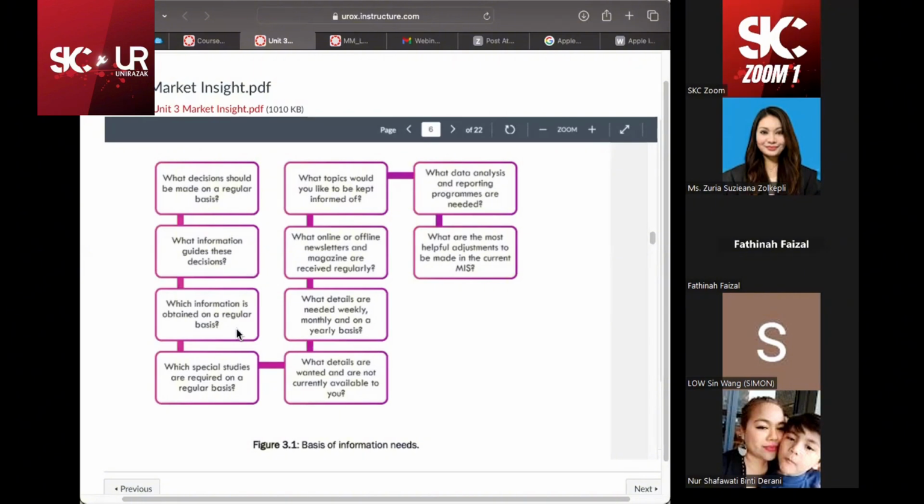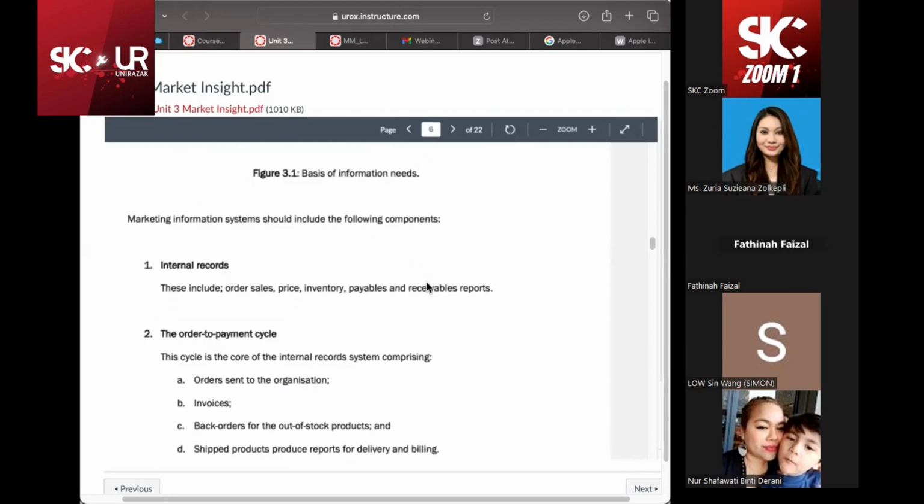You don't need a focus group once the product is introduced. Maybe you need another one, for example, customer satisfaction or customer feedback, and so on. What topics would you like to be kept informed of? Online, offline newsletter, magazine received regularly. So how frequent is it? You don't want to spam your customers' email. Is it once a day or once every 2 days? What details are needed on a weekly, monthly, and yearly basis? What details are wanted? So all of this you can ask your company in order to get information and to give information as well.